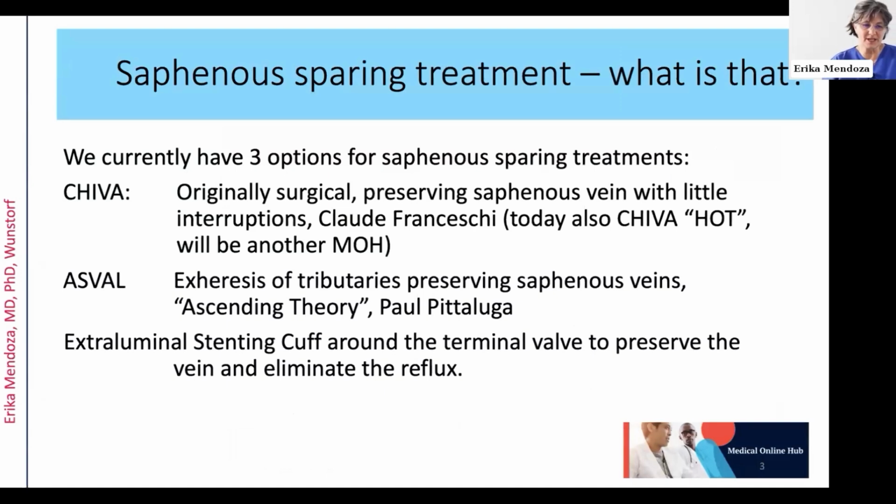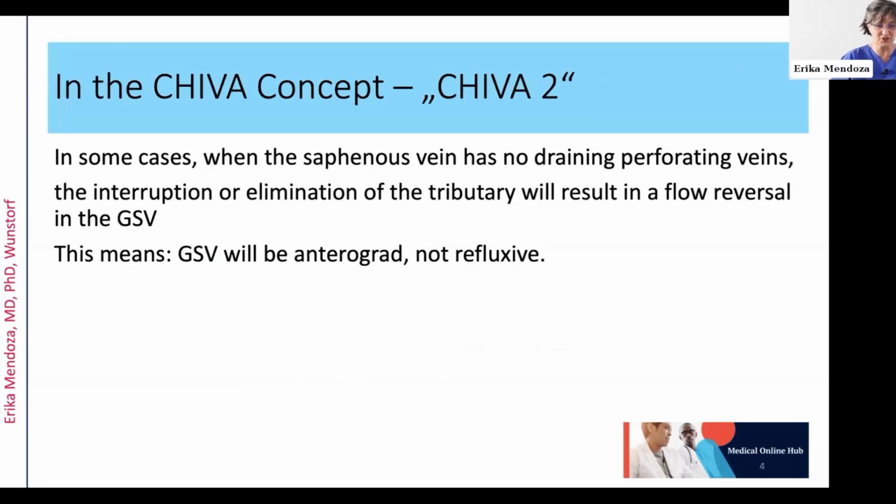We have currently 3 ways to save the saphenous vein. No, we have 4. The first one is not treating every patient, only treating them if it's necessary, which in the industrial countries is not the most common thing. And if we treat a patient, we can do Shiva. We will go into that afterwards. We can do ASVAL, which is like the Müller technique. You take away all the tributaries and preserve the saphenous veins. And we have the extraluminal stenting, where a cuff is put around the terminal valve. This needs a lot of material, so this didn't really work so much.